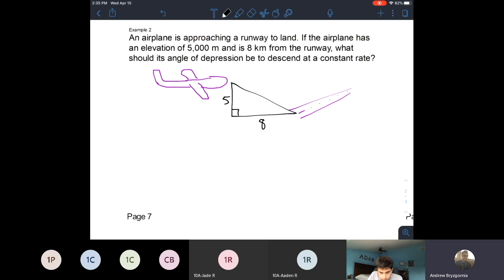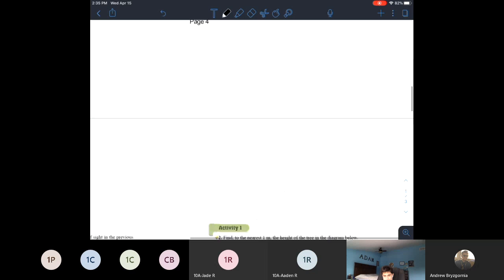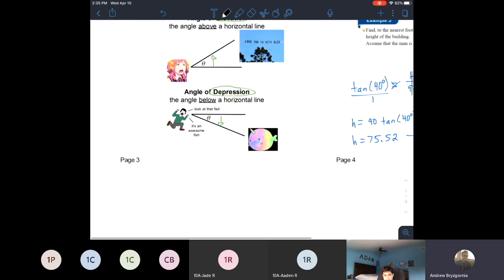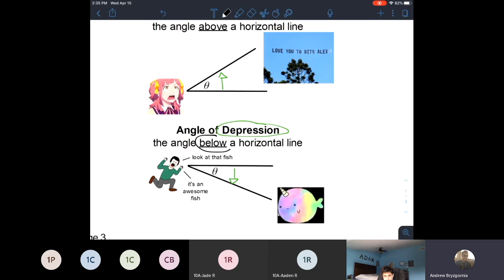And here's where this type of question becomes a little tricky. Where a lot of people have had confusion in the past when I've taught this is that they think of angle of depression, and they automatically put the angle there. But that's not going to work. We have to go back to our definition earlier, which, oh, it's over here. It's the angle below a horizontal line.